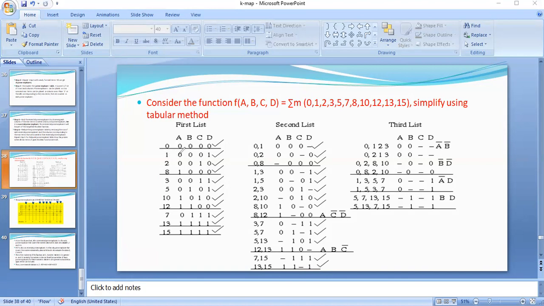The decimal 1 consists of this corresponding binary representation here. So what is the number of ones in this group? The number of ones is 1, only 1. Here the number of ones is 2. Here the number of ones is 3. Here the number of ones in the binary representation is 4.